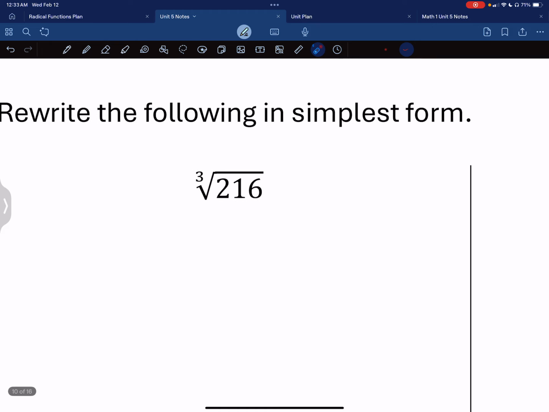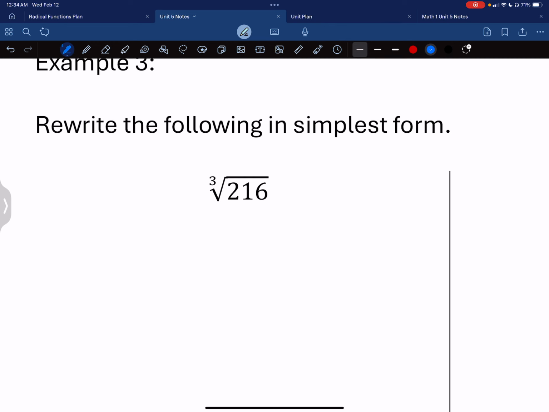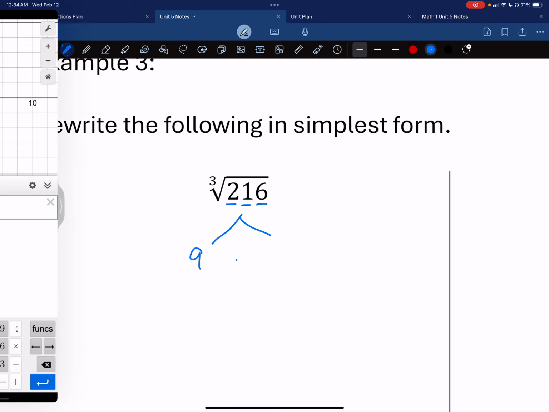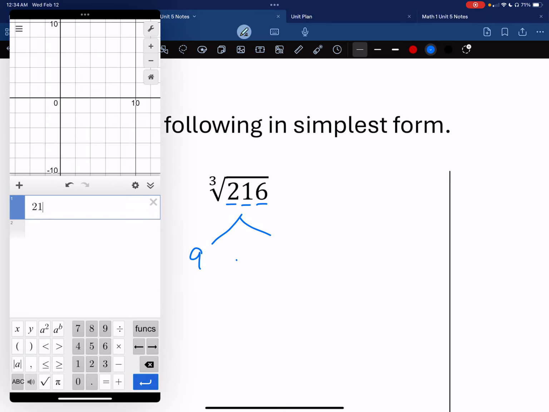Okay, so I'm just going to break this one down. Same idea. We're going to break it down into the prime parts, and then we're going to pull out what we can. We're looking for groups of 3. Right off the bat, I know that this is divisible by 9, because 2 plus 1 is 3, plus 3 is 6. So 216 divided by 9 is going to be 24 over here.